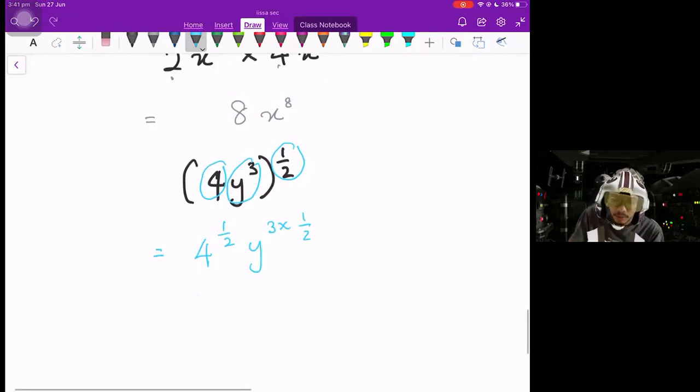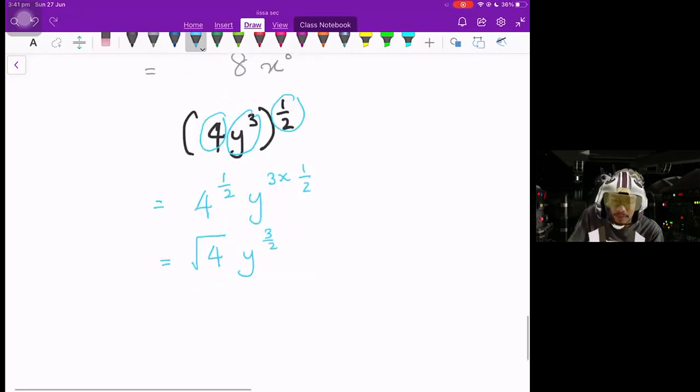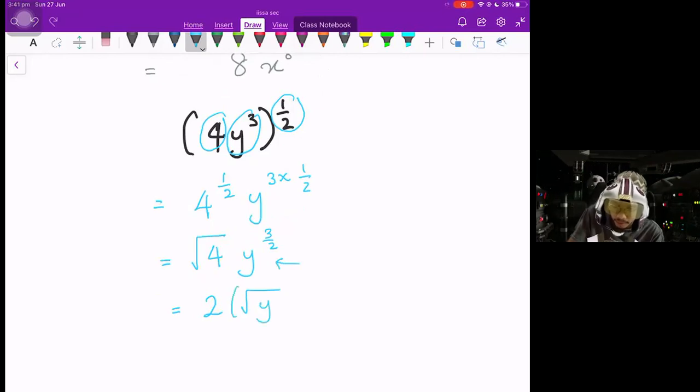We already know that if you have a power of half, it's actually a square root, the square root of 4. For y, you just need to multiply the powers. This is 3 over 2. If you simplify things, this is going to be 2, and then if you want to change this to square root, it's going to be y, square root, to the power of 3.